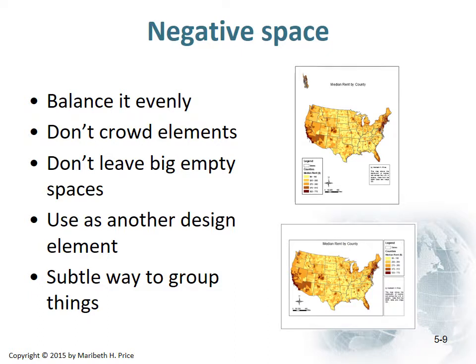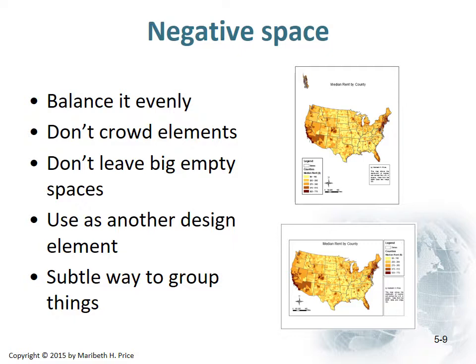So some of the things we want to be aware of here on the bullet points: we don't want to crowd the elements of the map together. We don't want to leave large empty spaces. We want to use space as a design element itself, and, as the last bullet point indicates, it's a very subtle way of doing things, but if we group things intelligently and we make good use of space on the map, we wind up with a better product.